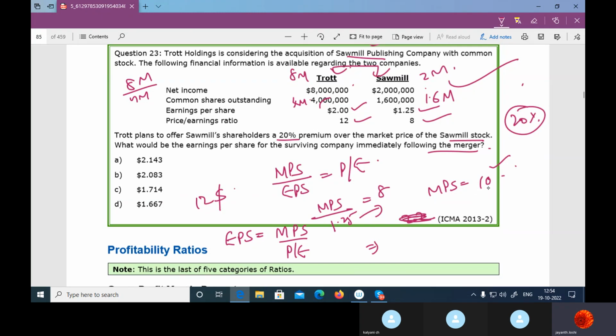So the market price of the surviving company, the total market price can be $10, we have found out here. What is the market price here? 12 is equal to market price per share by 2. That is the price-earnings ratio, 24. So 24 plus 10 is 34. That is the market price.